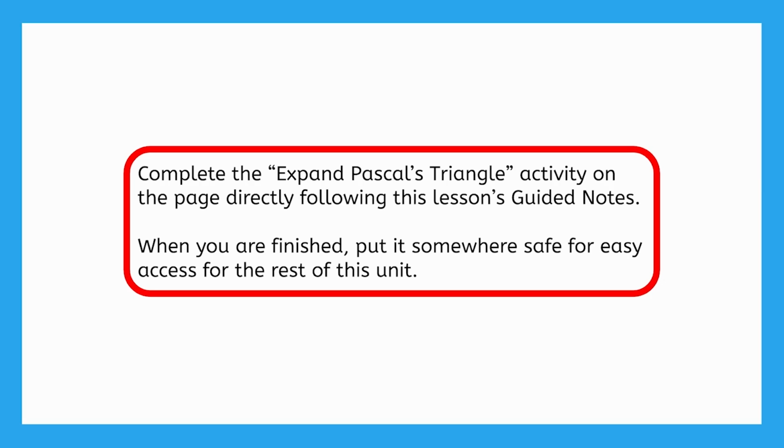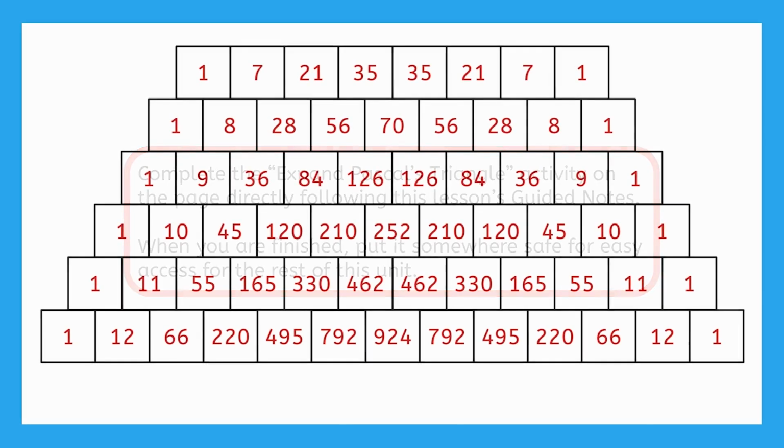Let's make sure your copy doesn't have any mistakes. Here are rows 7 through 12 of Pascal's triangle. Pause if you need to compare your own copy and fix any mistakes. Make sure to put this somewhere safe so that you can refer to it during the next few lessons. And I bet it'll be a huge help on your unit assessment.